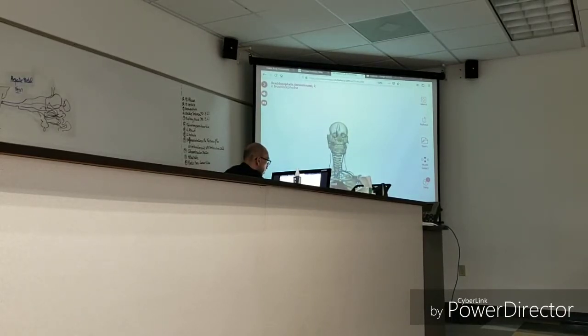Brachiocephalic from the right side and the left side will drain into my superior vena cava that drains into my right atrium. I'm not sure how to move this down. So you see here, right and left brachiocephalic veins drain into my superior vena cava that drains into my right atrium. All right?